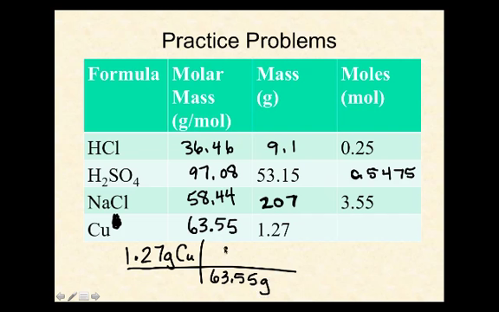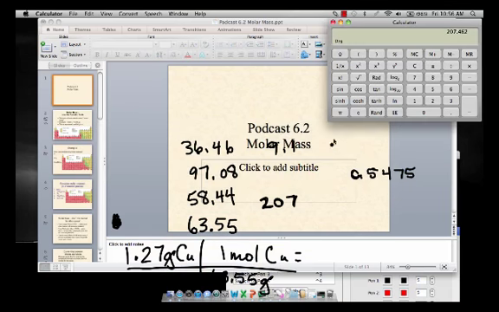So I'm going to set up my T-table so that grams is on the bottom, crisscross, to cancel it out. And now I need my calculator. 1.27 divided by 63.55. And I get something less than a mole, just like I said. So that is 0.01998. Let me see. How many sig figs?